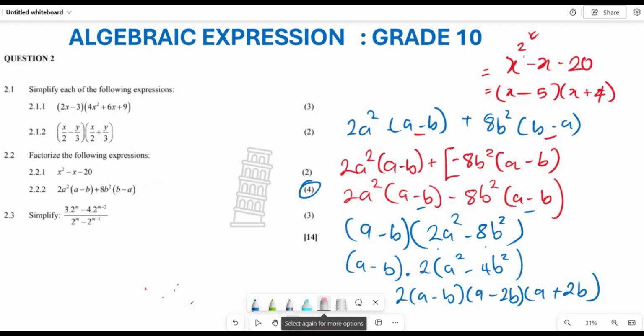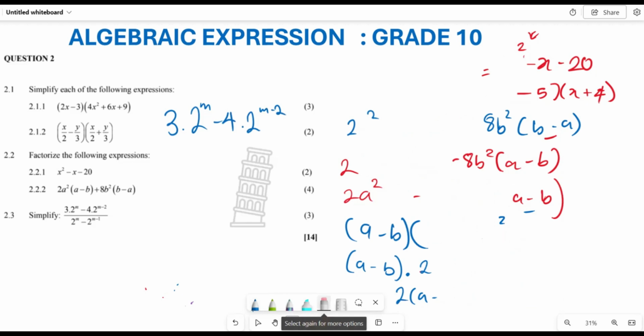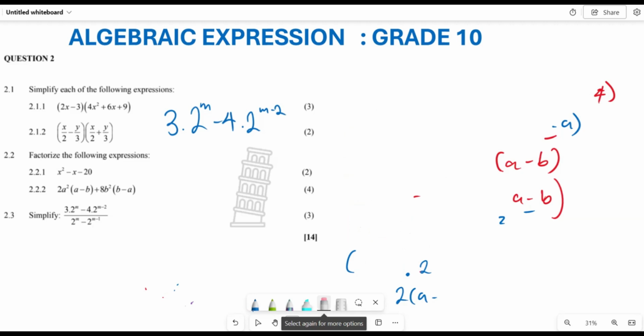Now let's continue. From here, what else are we having? This is same as 3 multiplied by 2 to the power of m, minus 4, multiplied by 2 to the power of m subtract 2. Now, what are you going to do from here? I didn't write what this is divided with, so let me make up my space here so that I can do that.